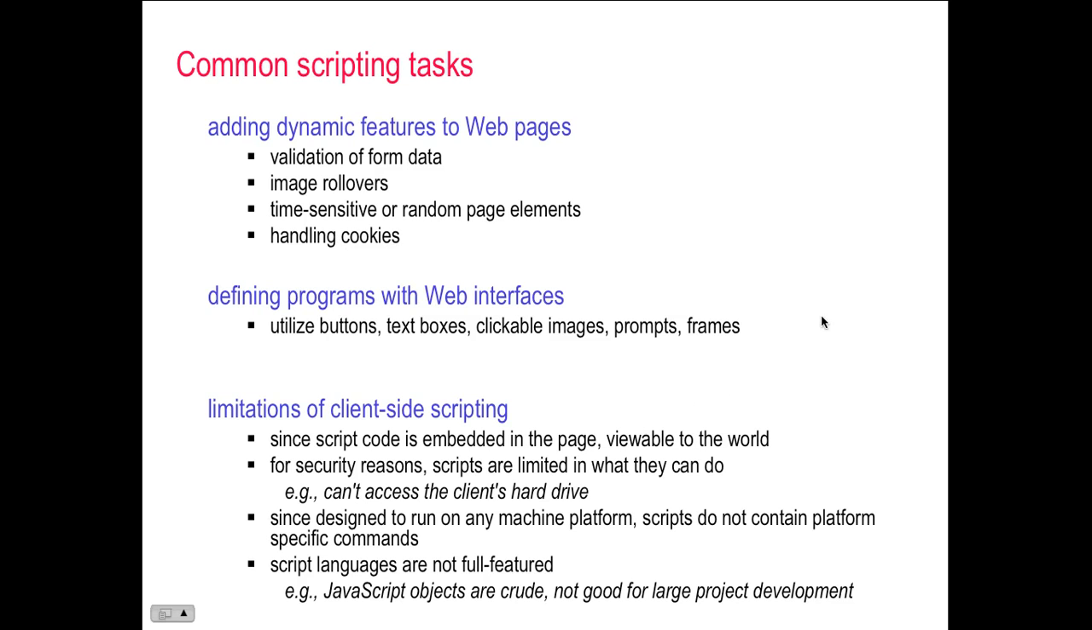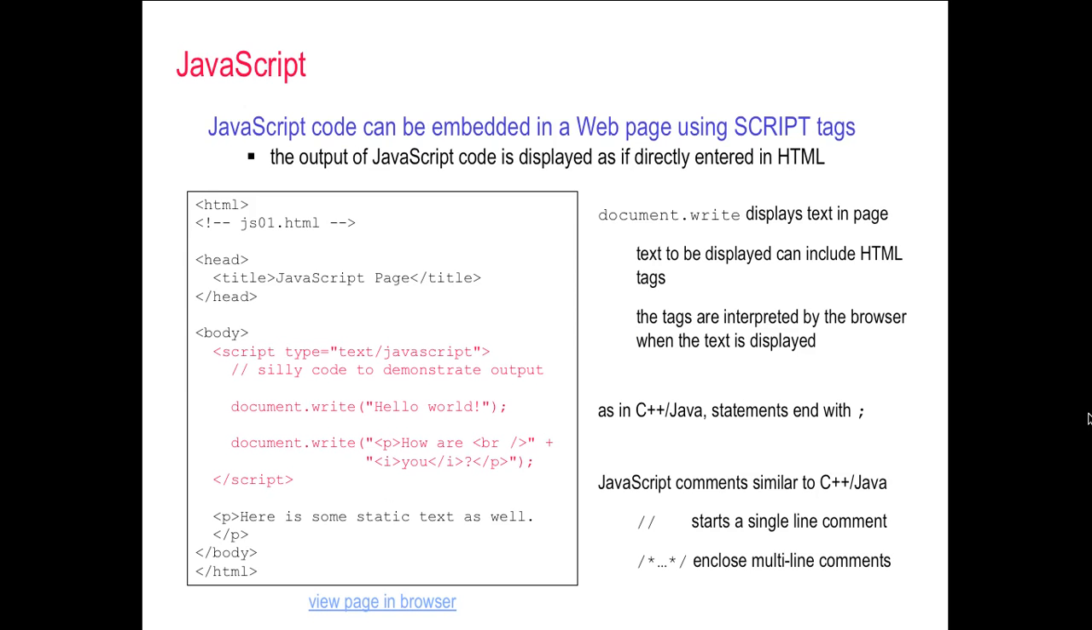So, defining programs with web interfaces, utilizing buttons, text boxes, which we're going to talk about today, clicking images, prompts, and frames. And then we have the limitations of client-side scripting. Since it's embedded, it's viewable to the world, so you don't put passwords in there. And they're not fully featured. Scripting languages are not full programming languages. So JavaScript and any other scripting language is going to fall short of giving you 100% full programming capabilities. And if that's the case, then you pick up Java and you write applets. Now, applets are not such a good idea either, because an applet is a compiled program that is run in the browser, and you get a browser plugin for it.